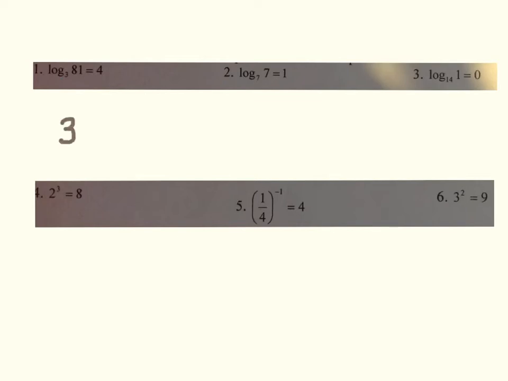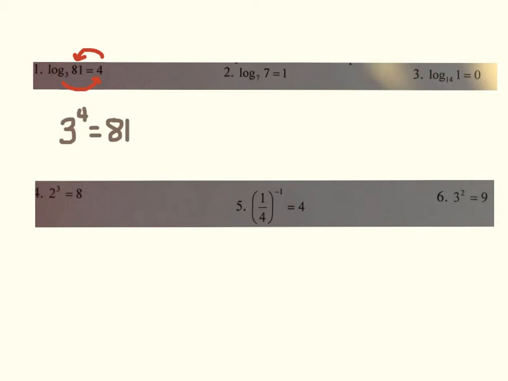So 3 is going to be the first number. I'm going to come across the equal sign to 4 and back to 81. So when I come across the equal sign, I'm going to have 3 to the 4th equals 81.